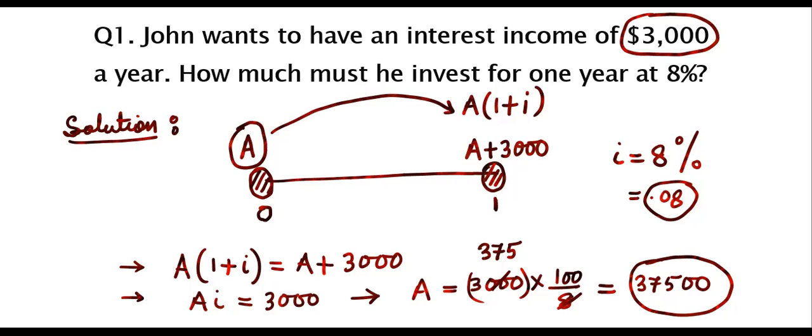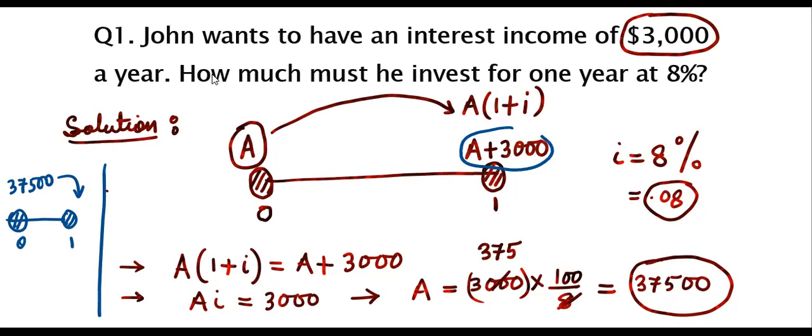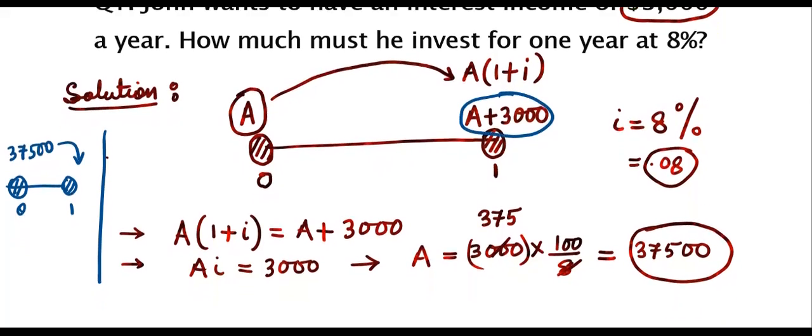We can start this side once again. You can verify this way. Suppose you invested 37,500 for 1 year and the interest rate is 8%. So this should grow to 37,500 into 1.08. You multiply and check whether you are getting this amount or not. A plus 3000 means 37,500 plus 3000. You will get 40,500. You can check that. Let's go to the next question.